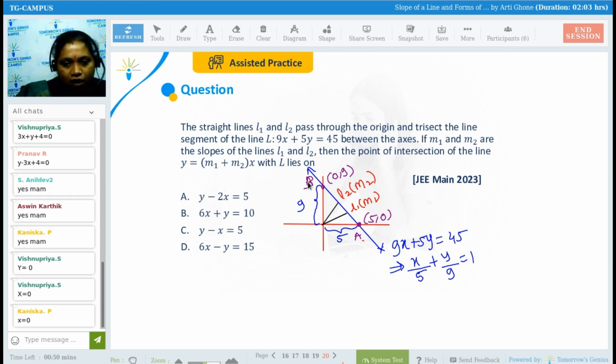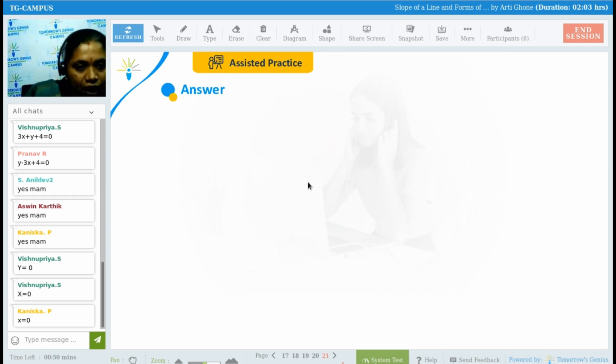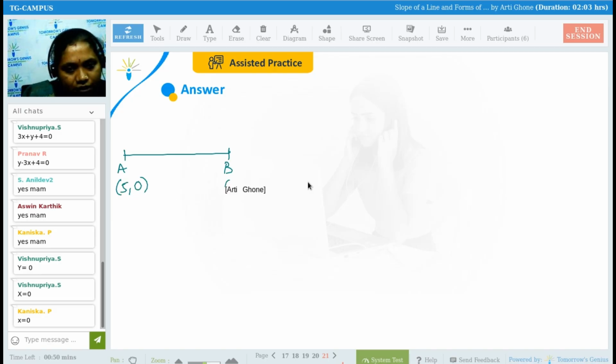Now what is a trisection? Do you know trisection? I'll make the geometry over here. We want to trisect which segment? We want to trisect AB. What are the coordinates of AB? (5, 0) and (0, 9). Clear? We have the first line trisecting over here, and next it is making 3 equal parts.